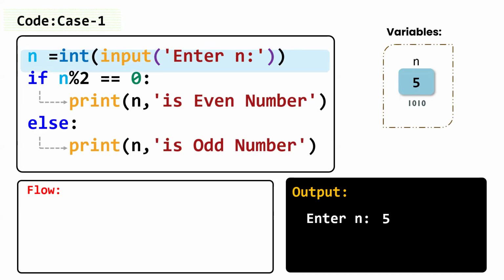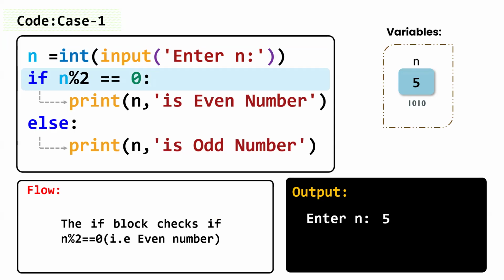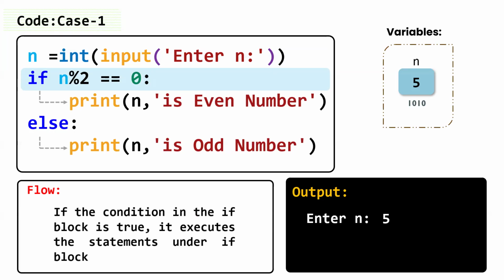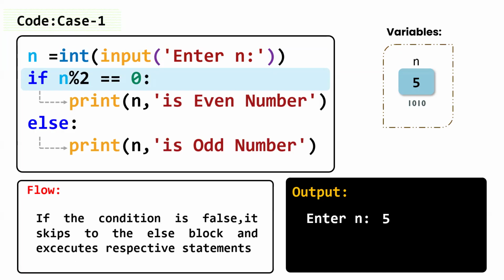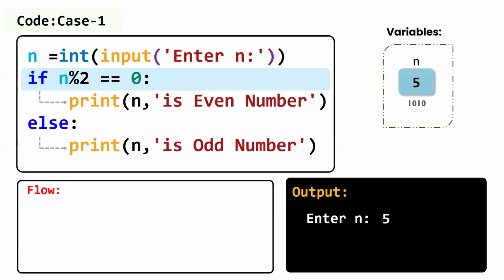Now, if we go to the second line, what do we have there? We have a condition. It is going to check the condition in the if. So if n modulus 2 is double equal to 0, what is n modulus 2? The n value is 5, so 5 modulus 2. If it is 0, that means it's an even number. If the condition is true, the if block will be executed. If the condition is false, the else block will be executed.